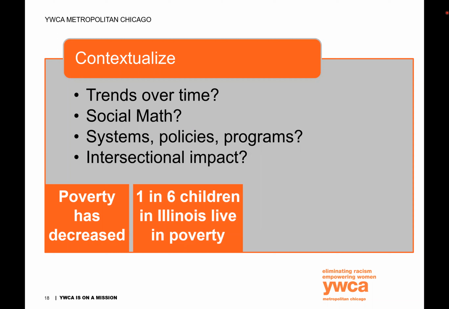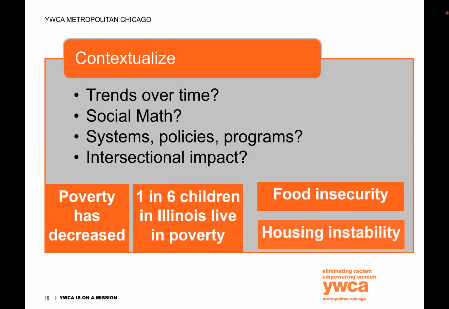In addition, we need to think about the impact living in poverty will have on a child's present and future life. Children living in poverty may also be experiencing food insecurity, housing instability, and living in poverty now may affect their future health and educational outcomes. By contextualizing the data, we can start to understand the story the data is revealing.